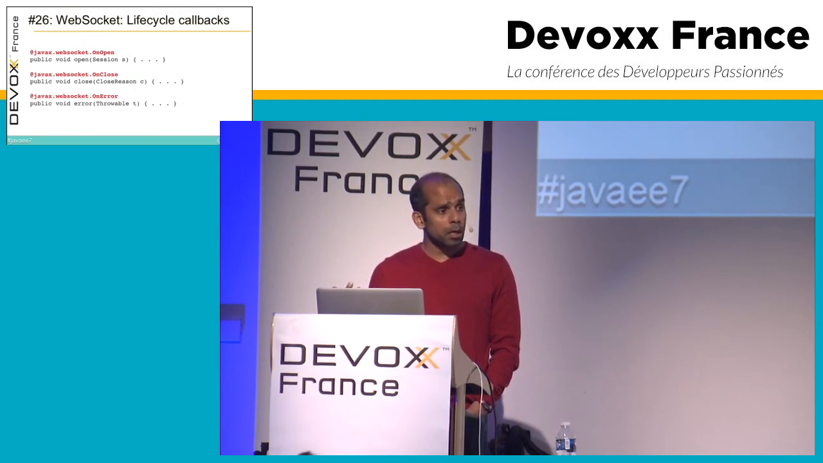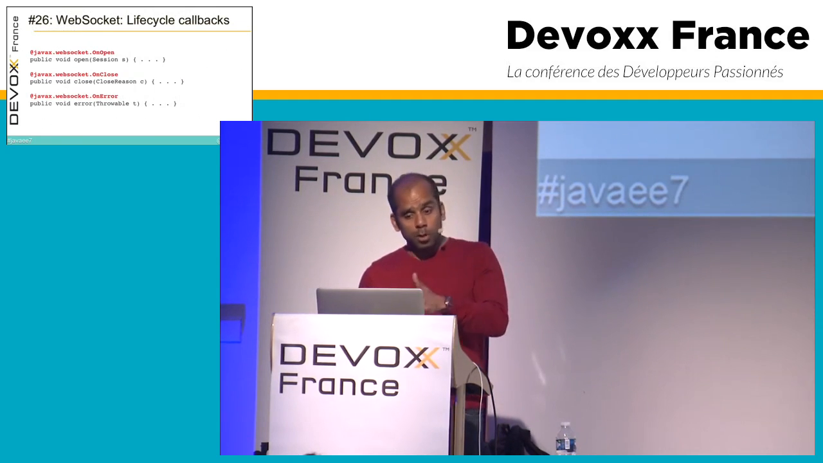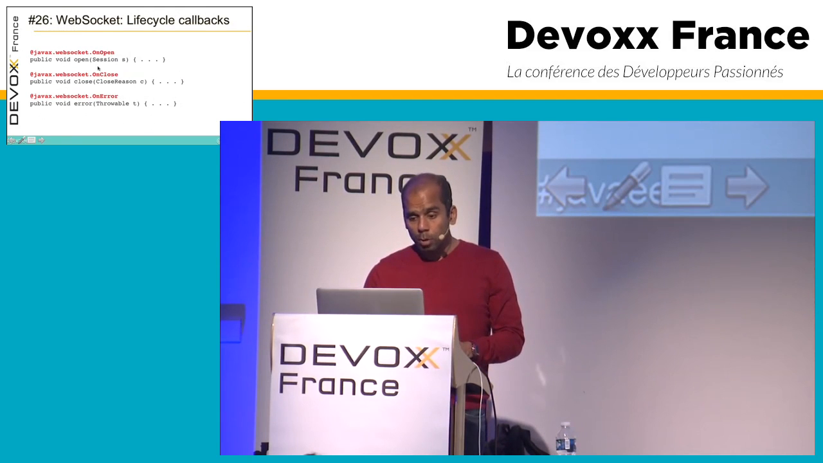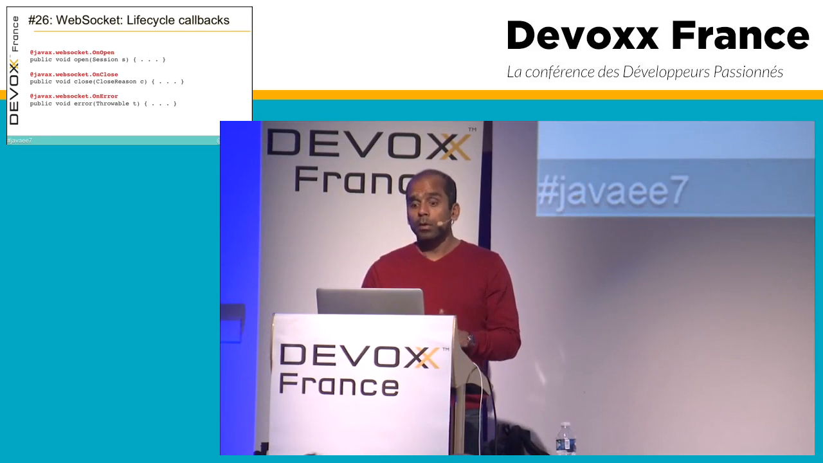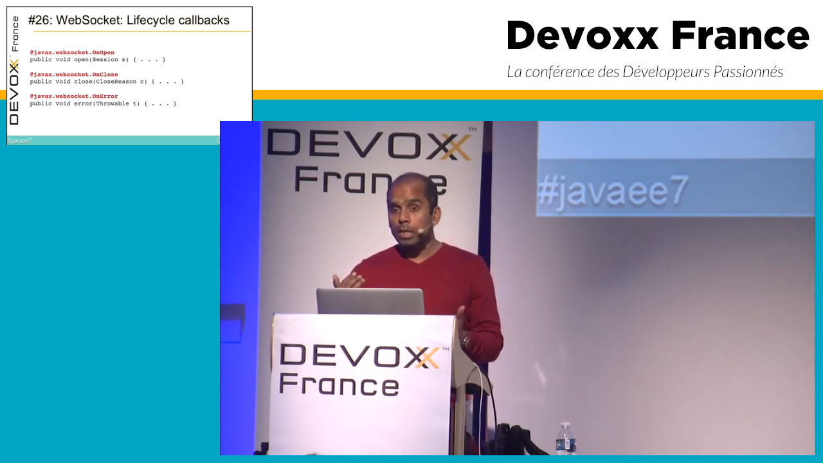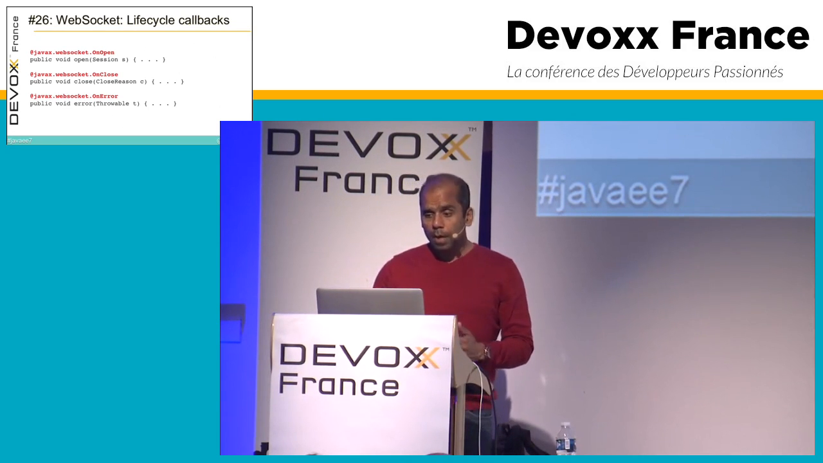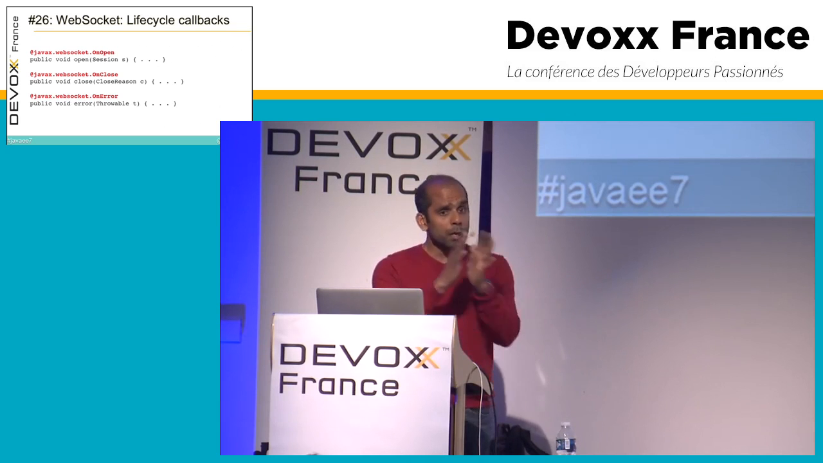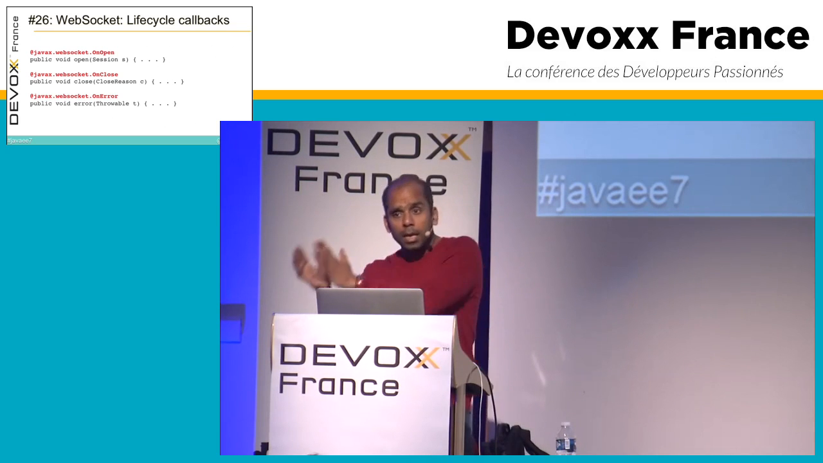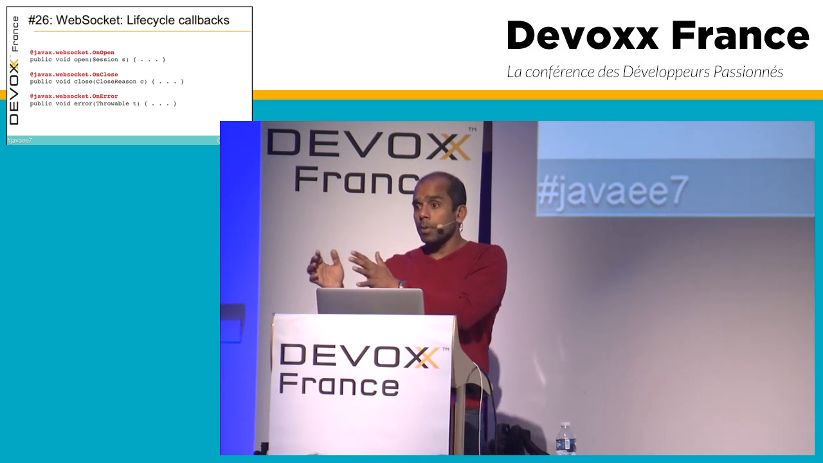WebSocket also has certain lifecycle callbacks. So you can say, tell me when the client connects to my server, and give me more information about the client. Tell me when a client closes the connection with my server, and give me what the close reason is. Or if a client throws an error, give me a Throwable instance so that I can figure out more details about that error. The standard lifecycle callbacks mimic exactly the ones in the JavaScript API for WebSocket.